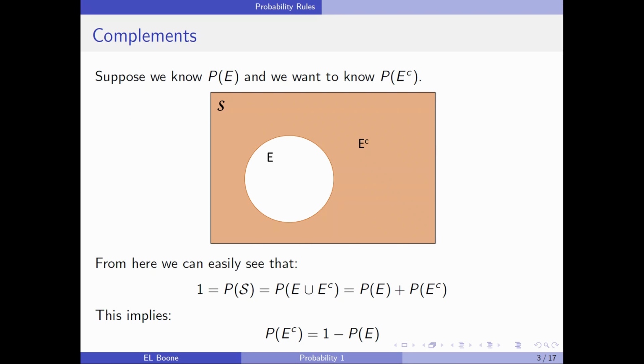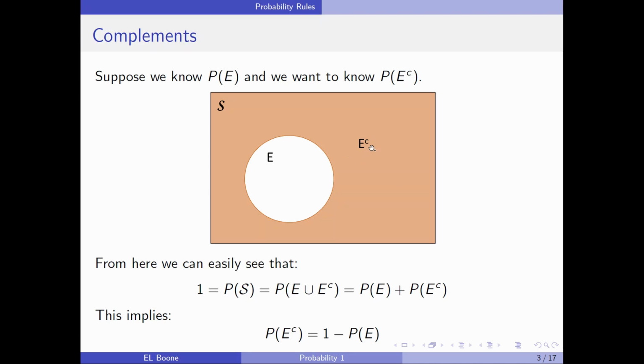All right, so here's some rules that we might want to be able to use. Suppose we know the probability of E, and we want to know its complement. What's the probability of the complement? Well, if I know this, and I know the area of the box, then it's simple subtraction, right? You say, well, 1 is the area of the box, that's the probability of the sample space, and that's equal to E union E complement. That's equal to the sample space as well.